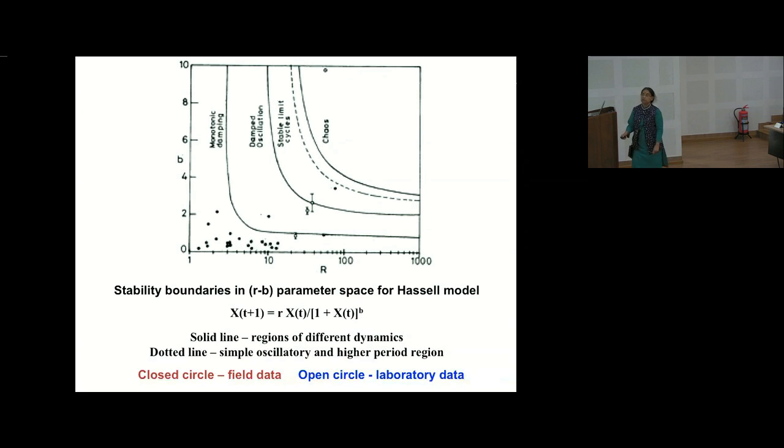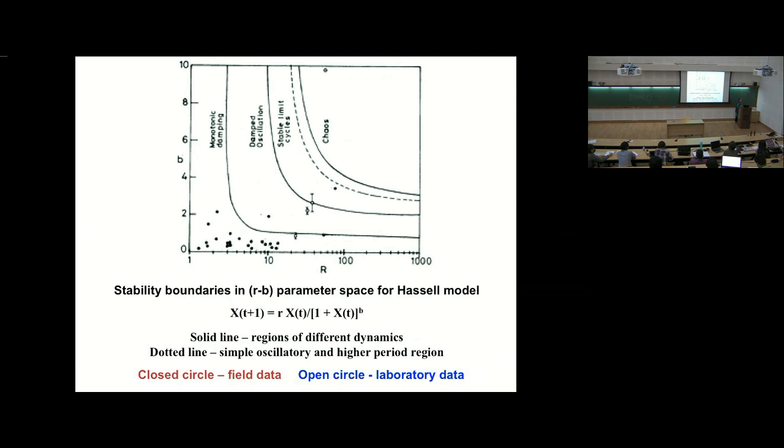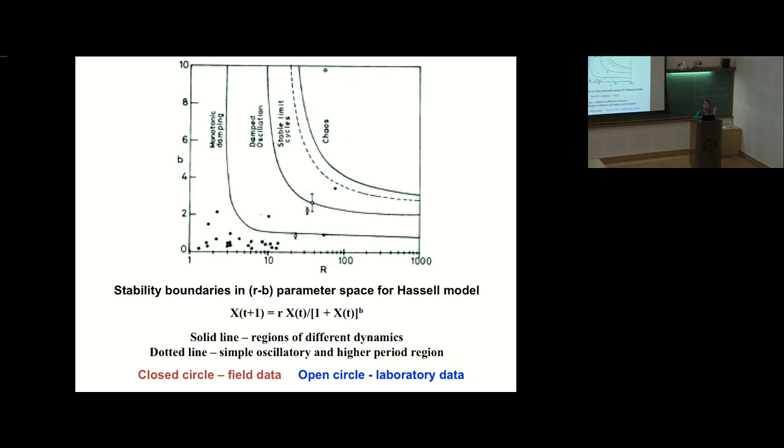Now this was the field data, closed circles, and there were some open circles which were lab data. The lab data actually were both of these, which showed some instability. When you do these studies in the lab, you're taking it away from the field, so a lot of effects of other organisms are not there. So this lab data always has less effect from other organisms. So what do we do?